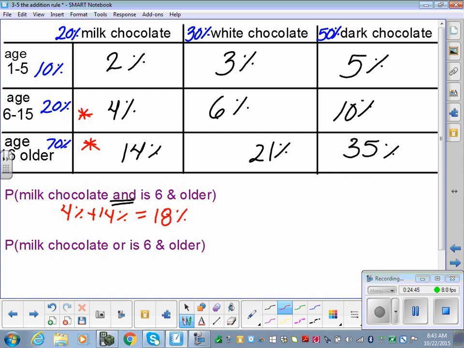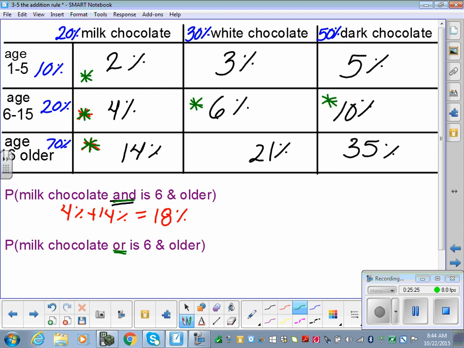Okay, I'm going to change colors. Let's find the probability that they were milk chocolate lovers or is 6 and older. So now notice, same problem almost, but very different. This was and, this is or. So if you're a milk chocolate lover, you get to come. So I'm going to cross out all my milk chocolate lovers because they get to come no matter what. Now it says or is 6 and older. So anywhere that they're 6 and older, they get to come because or is welcoming. This also qualifies, right? Isn't this in that category?